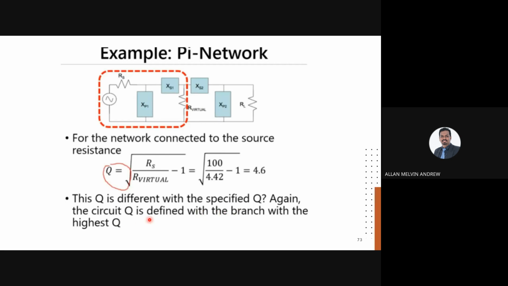Again, the circuit Q is defined with the branch with the higher Q. So we try to take the higher Q once we complete. But for individual analysis, for the rear part we take the loaded Q, and for the front part we take the source Q.